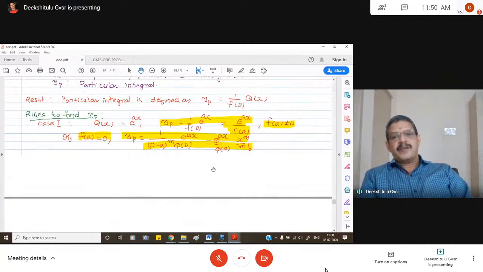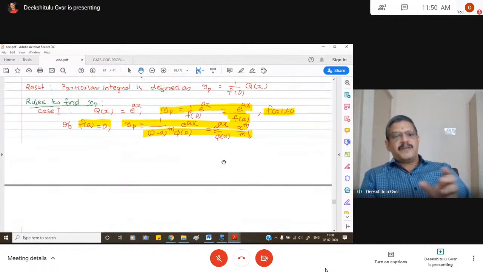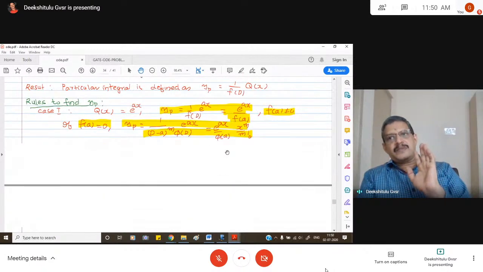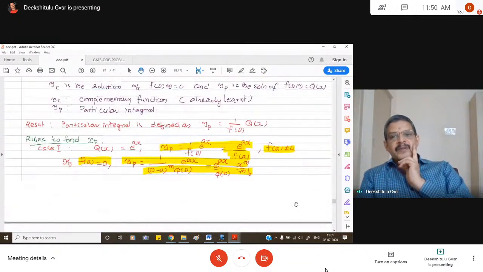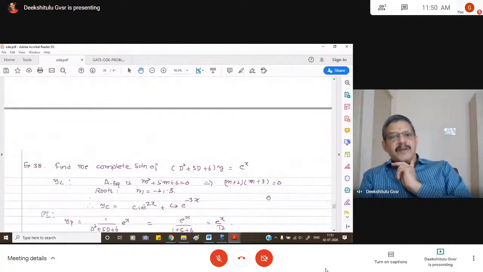e power ax by phi of a, x power m by m factorial. Here phi of a is this, f of d is completely expressed as d plus 1 whole square. So phi of d becomes 1 here in this problem. Then x power m by m factorial. What is m? How many times this factor is repeating, this root is coming. Okay.